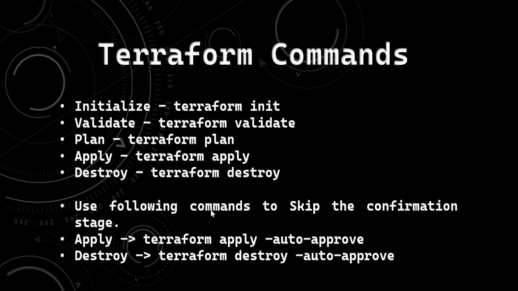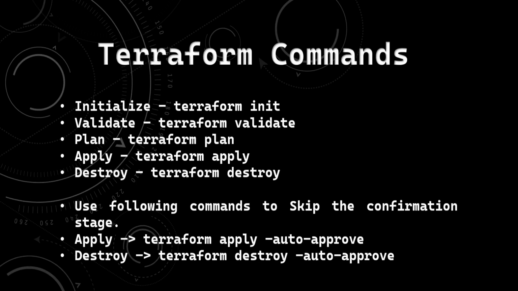See here, use following commands to skip the confirmation stage. For apply, what we have added? We have added auto approve tag, right? And for destroy also we have added auto approve. What does this mean? So whenever we will be going to create some infrastructure in the cloud, what will be the command? That is Terraform apply, right? So it will ask for your confirmation. If you write yes, then only it will create the infrastructure, right?